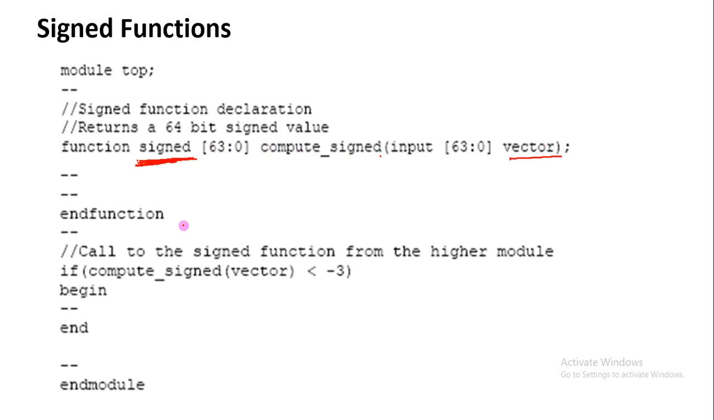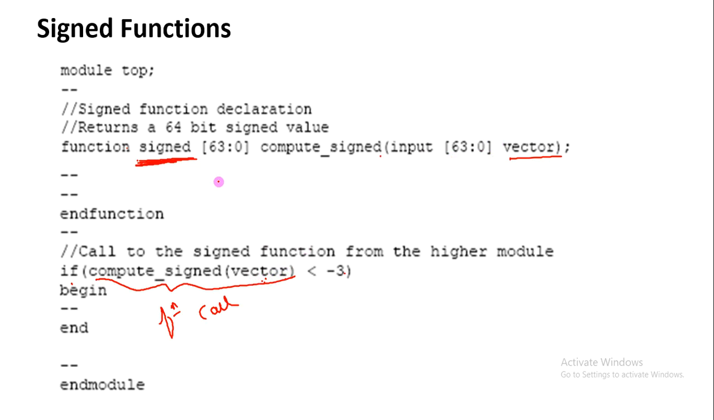64-bit vector. Vector is the name. So what happens here is, if compute_signed(vector) is less than -1, this itself is a function call. So when this is executed, it will call this particular function, and this vector is a 64-bit vector input that you have given in your Verilog module. So that will be passed here.